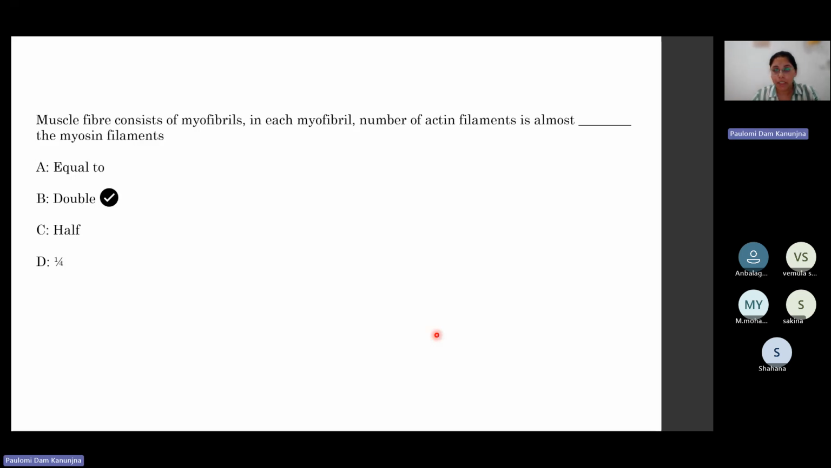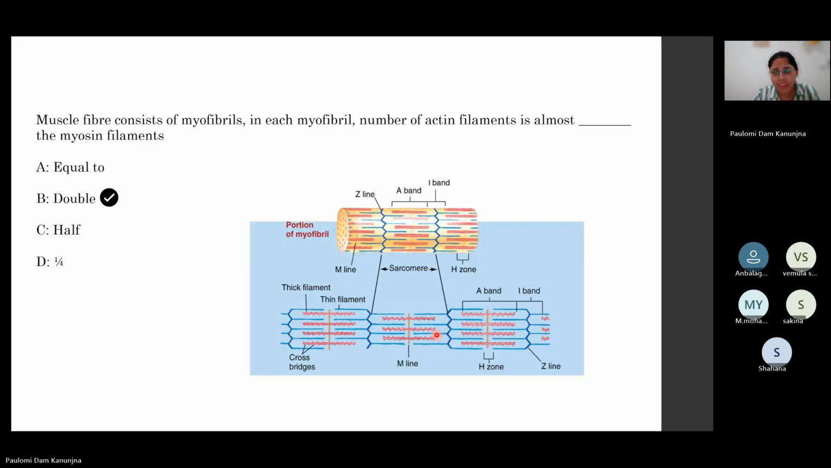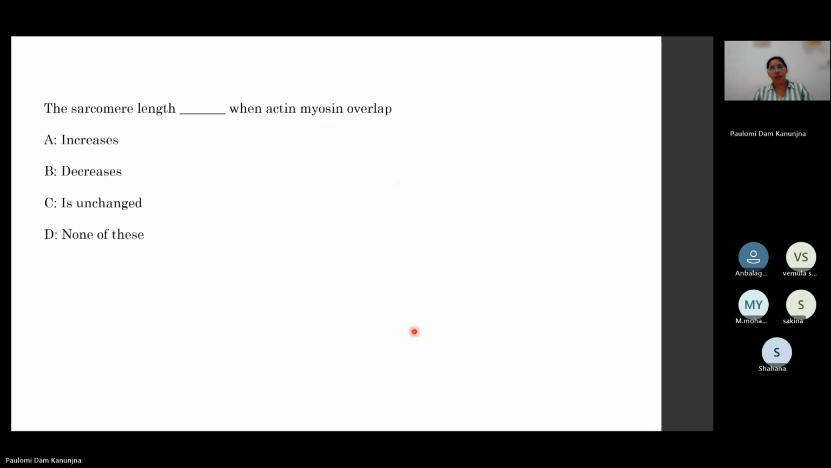So it's double. How is it double? Very simply, in each of these myofibrils, if you take this myosin as your reference, then you have 1 and 2 actin. So twice the actin. Again, if you have one myosin here, you have 2 actin overlapping. So one myosin, 2 actin, one myosin, 2 actin. So it's double the number. Okay. All right. Very easy.